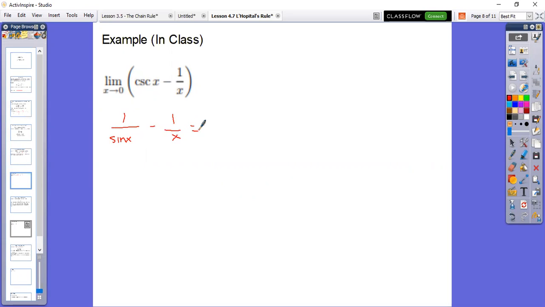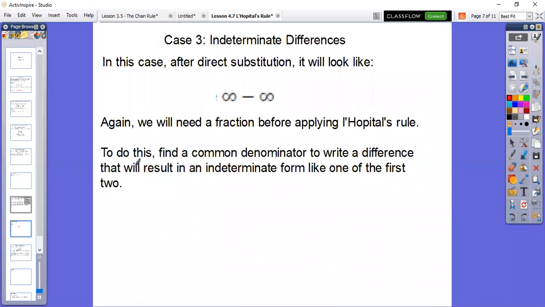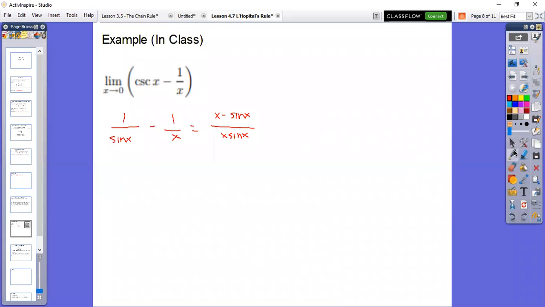When I get a common denominator, this would be x minus sine of x over x sine of x. And again, for this one, double check. Right here it says we need to rewrite it so that it will result in an indeterminate form like one of the first two. So just check and make sure. If I substitute in 0, this is 0 minus 0 over 0. This results in an indeterminate form, and now I can start applying L'Hopital's Rule.